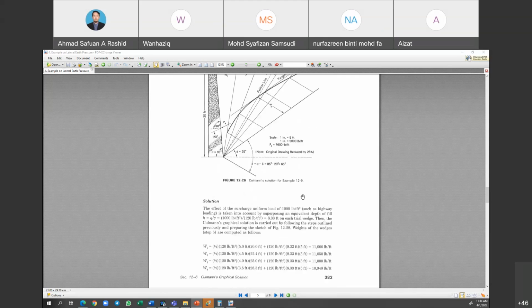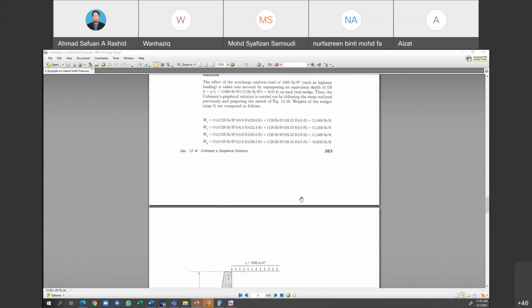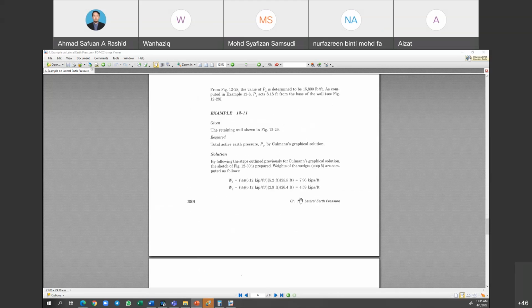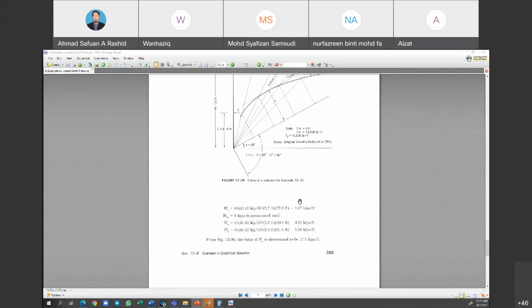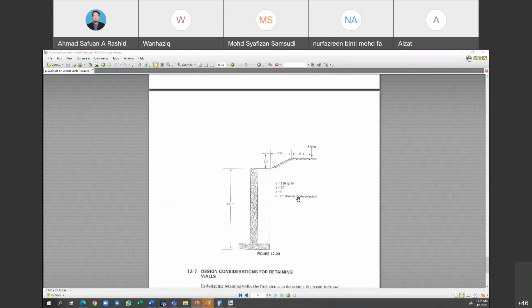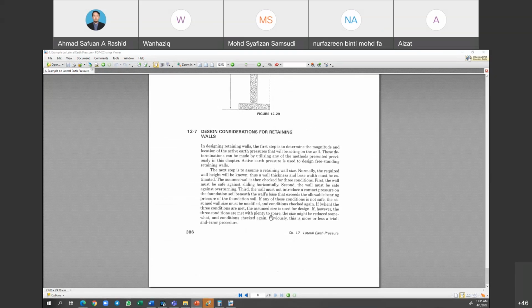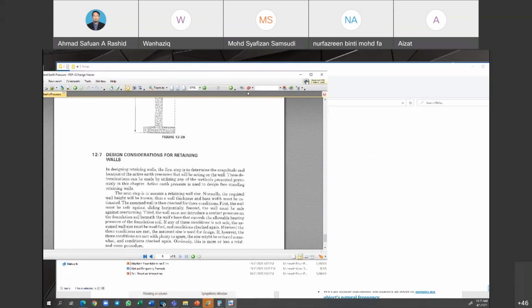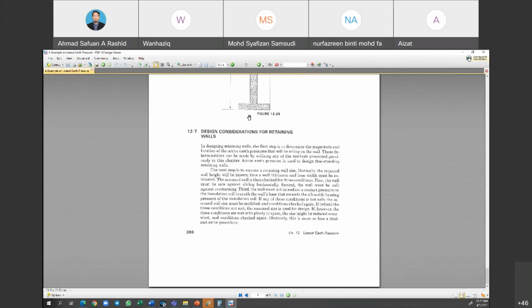I have shared this example in the e-learning. You may look at this example and try to relate it with the Kapilla approach, because I didn't have an example based on the Kapilla. This one is from the static approach from the Coulomb. So that is the lateral stress for the PAE by using the graphical methods.